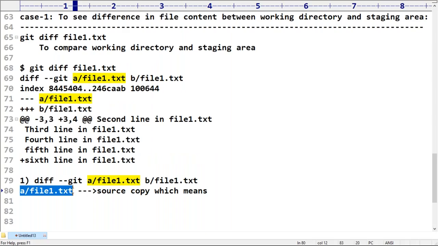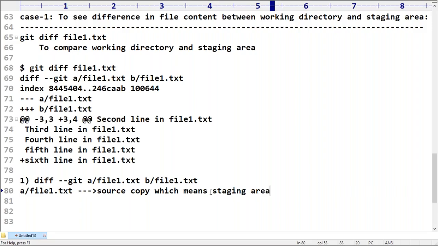A means a source copy. Can you please tell, sir, A itself is what? A source copy, which means staging area copy or working directory copy. Remember, most of the people are going to feel this is working directory copy. No, source copy, which means staging area.